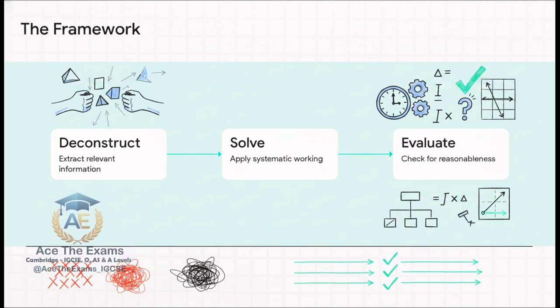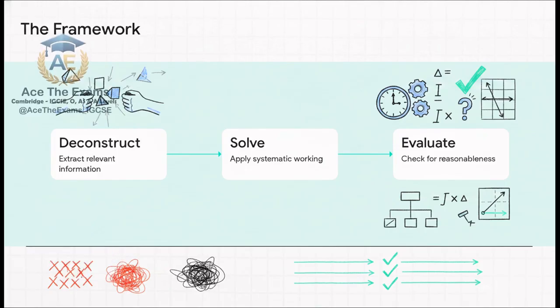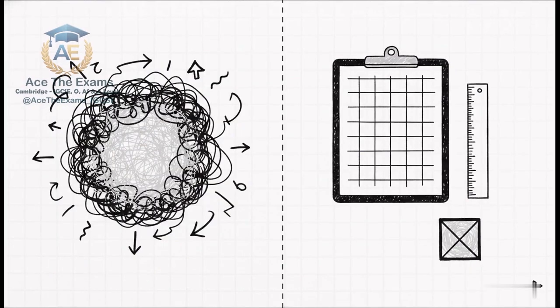By transforming your approach from a chaotic panic rush to a cool, systematic process, you are handing the examiner exactly what they need to see to give you full marks. This brings us to what I call the mathematics success blueprint.